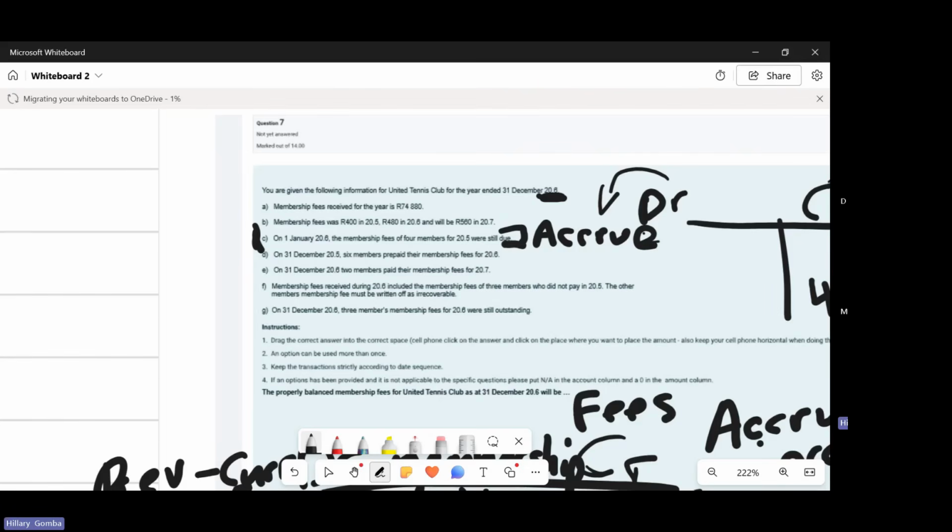And then D says on 31 December 2025, 6 members prepaid their membership fees for 2026. If they prepaid, which means they paid in advance. Do we all agree?